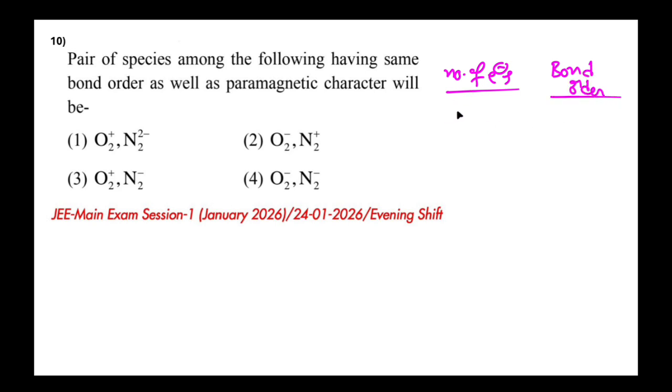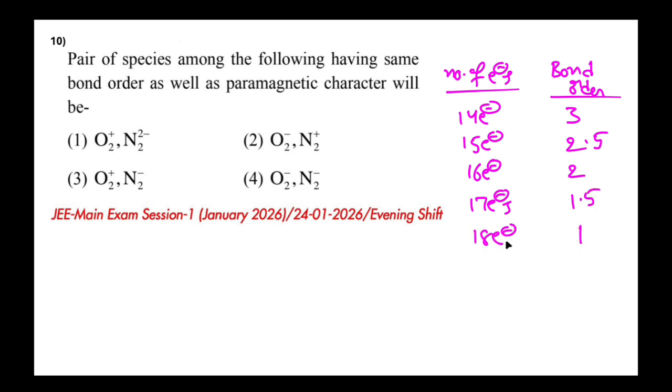If in a molecule or species the number of electrons is 14, the bond order is 3. 15 electrons, the bond order is 2.5. 16 electrons, the bond order is 2. 17 electrons, the bond order is 1.5. 18 electrons, the bond order is 1. Similarly, a 13 electron system also has bond order 2.5. A 12 electron system also has bond order 2. Then a 11 electron system also has bond order 1.5. A 10 electron system also has bond order 1.